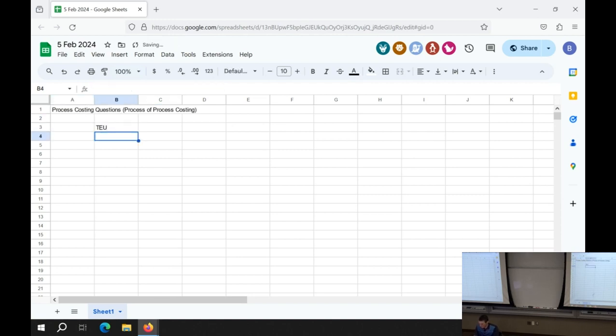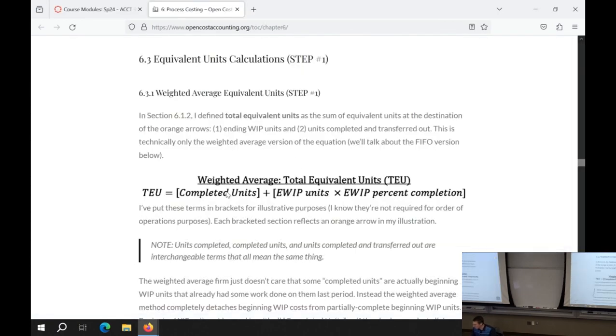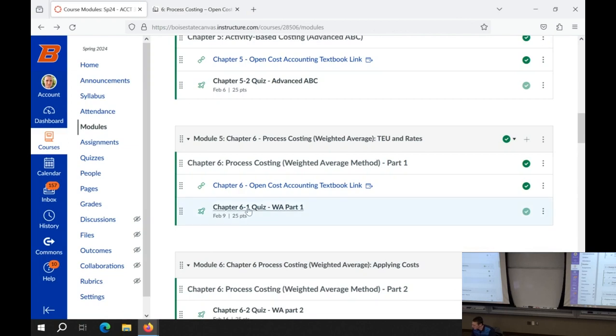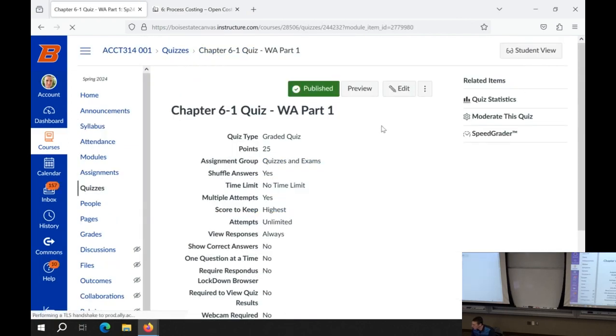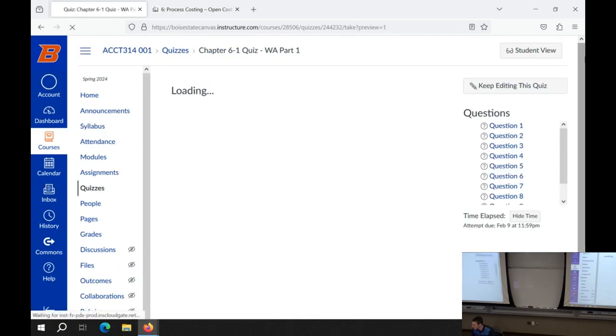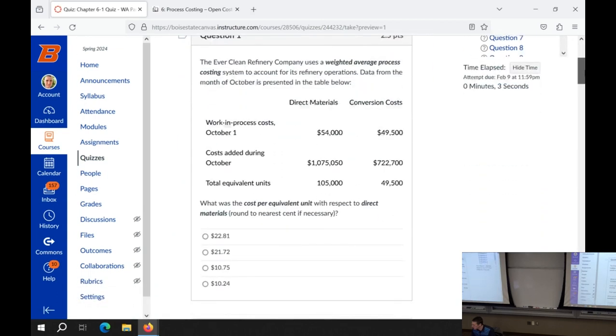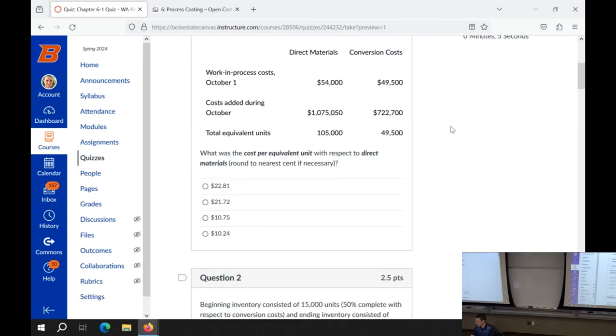First, we're going to calculate TEU, then we're going to figure out rates, then we're going to apply costs. Those are the three basic categories of question that I'll ask you. And they break down a little bit further than that, but we're going to focus on TEU this week, 6-1. I can't recall off the top of my head. I don't think I have rates. Maybe I also have rates in here. Oh, right, there's a rate question.